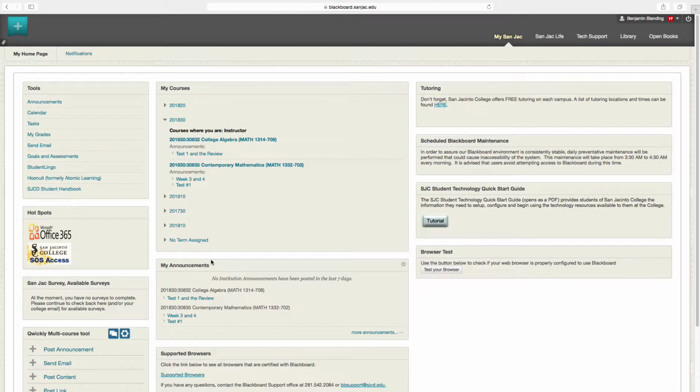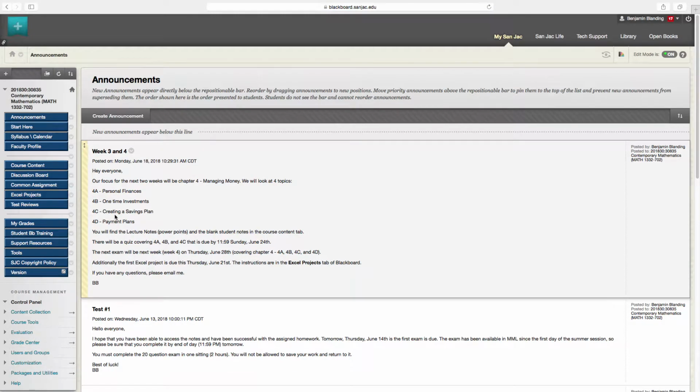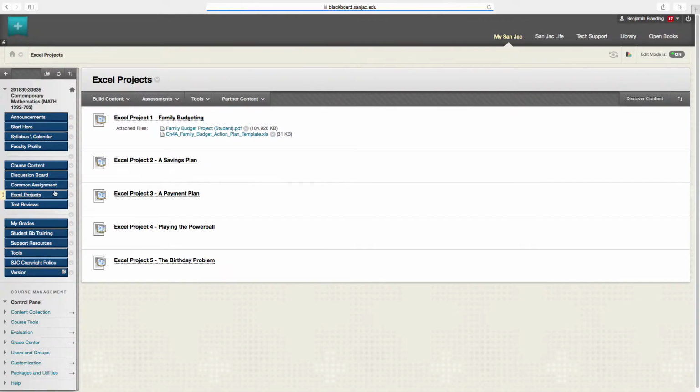Hey everyone, I wanted to give you a heads up on your first Excel project. So, of course, you'll log into Blackboard. The Excel projects are going to be over here on the left-hand side of the screen. The first one that's due is the family budgeting.